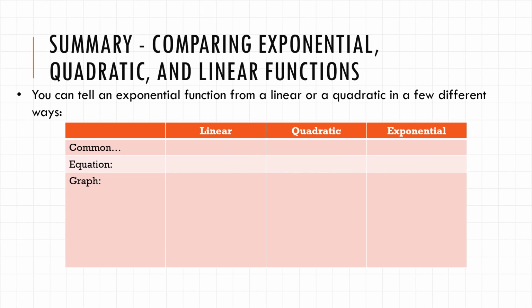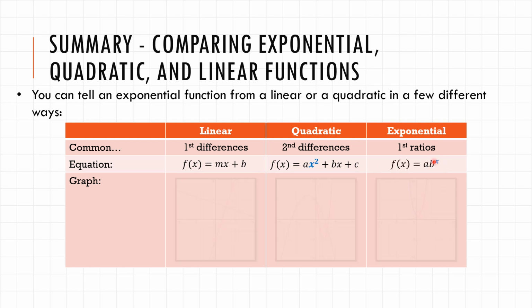To tell an exponential function apart from a linear or quadratic, you can look at the table of values. If it has common first differences, it's linear; second differences, it's quadratic. But for exponential functions, we look for the common first ratios. And their equations look like this: mx plus b for linear, ax squared plus bx plus c for quadratic, and a times b to the power of x for exponential.